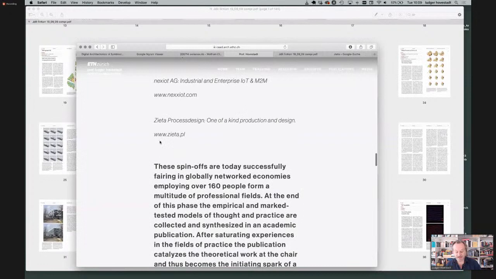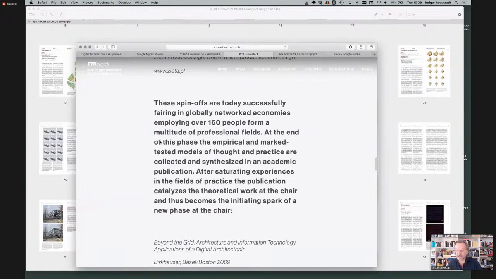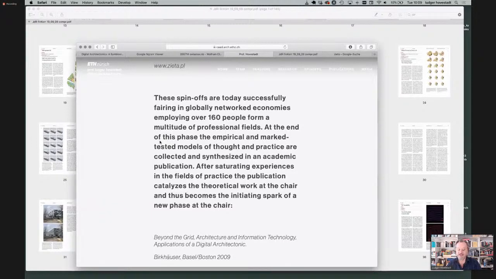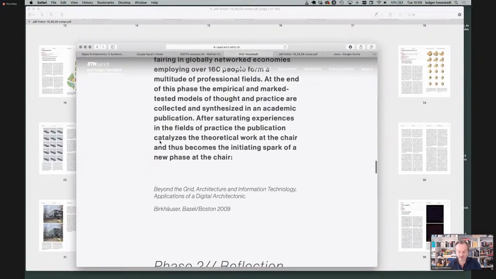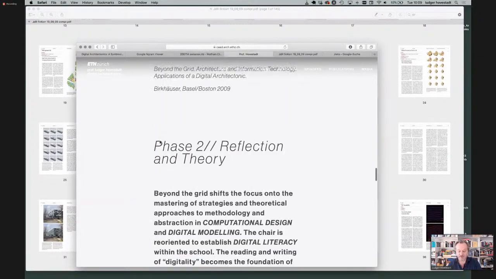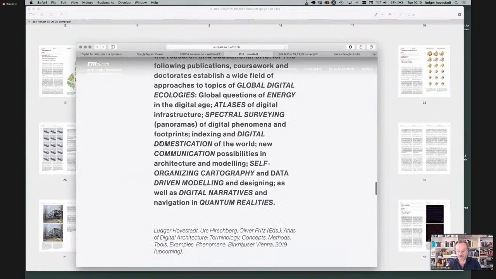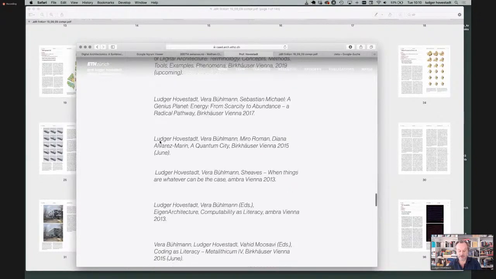The second phase is that, as a kind of saturation, we understood how this works, artificial intelligence and big data in architecture. We made a step back and tried to reason about what's going on. This is from 2008-10 to 2018. We wrote a lot of reflection and theory. We wrote a couple of books. You can look them up.